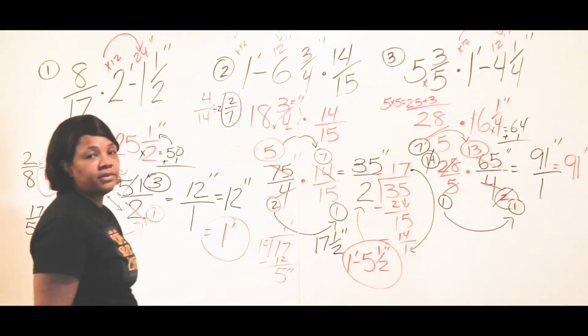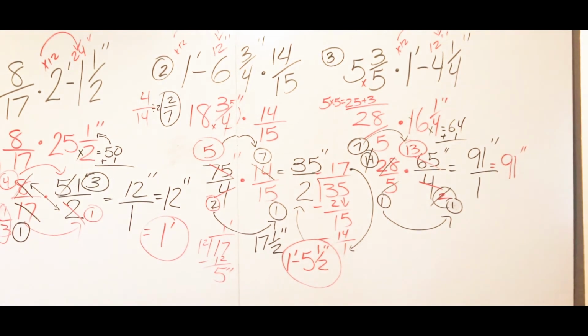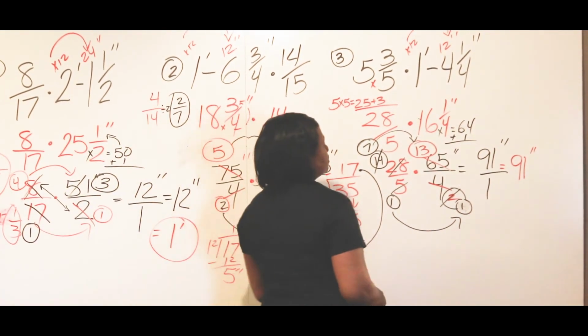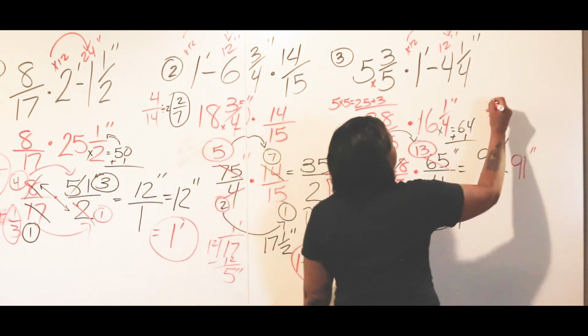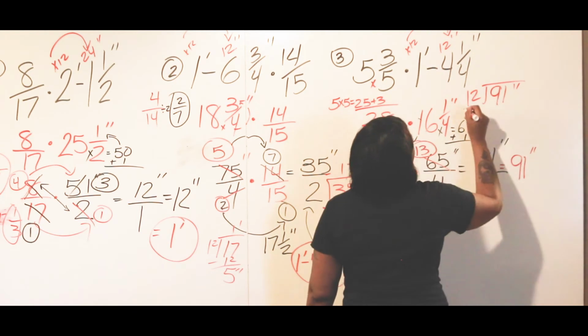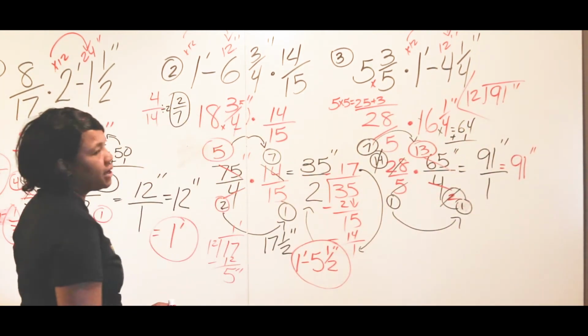Is that your final answer? Can you see that? Yeah. All right, so 91 inches. What do we need to do with that? Convert it into feet and inches. How do we do that? Times 12. Not times, but divide. So we need to take this 91 and divide it by 12. We want to find out how many 12s we can get out of 91.